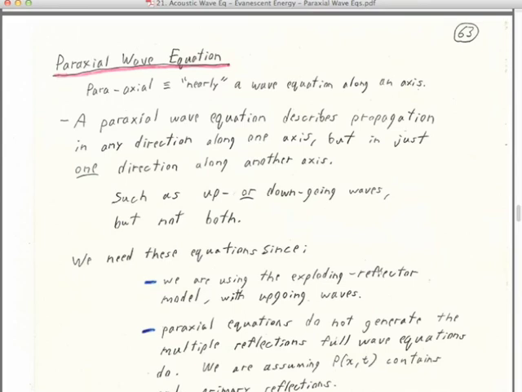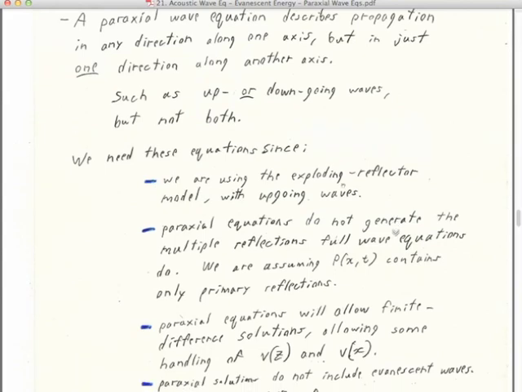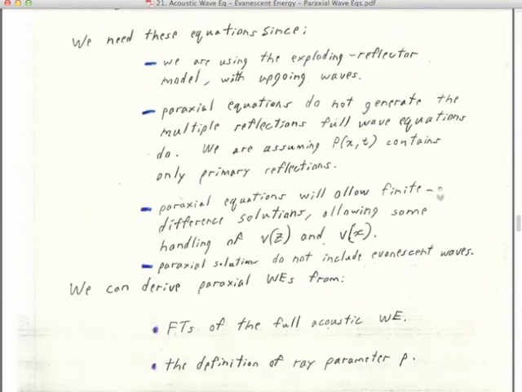Okay. But in z, for our exploding reflector model, we're going to allow only propagation in one direction. And in the x direction, we're going to allow propagation in both directions. The rest of this class really is using wave equations that can describe up or downgoing waves, just with a change of sign, very simple, but not both at the same time. Okay, so we need these equations.